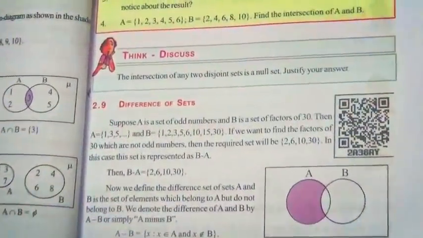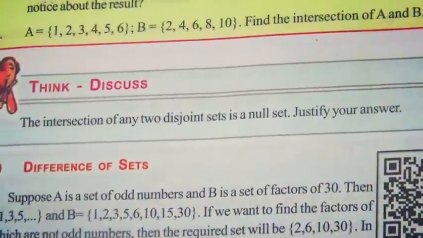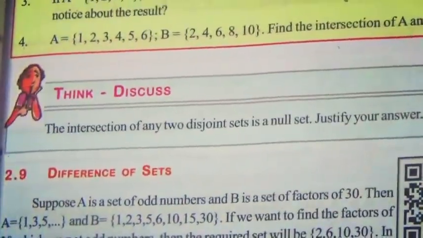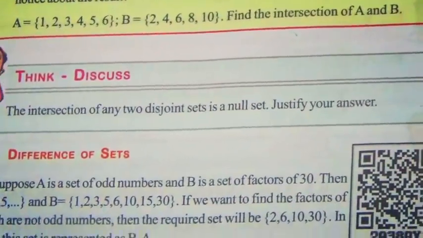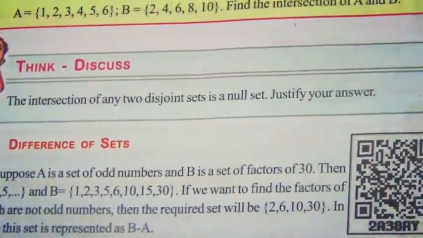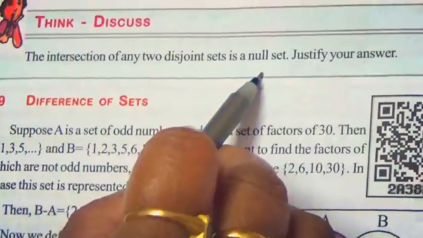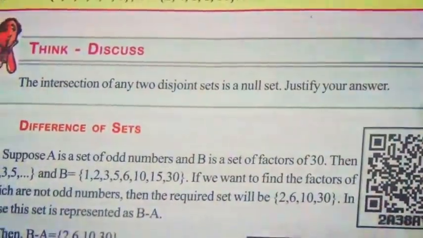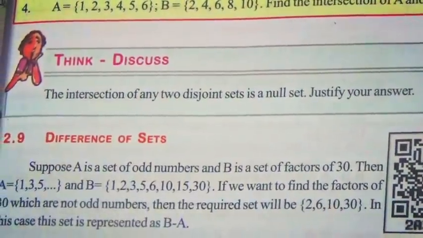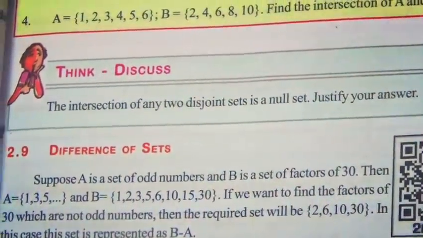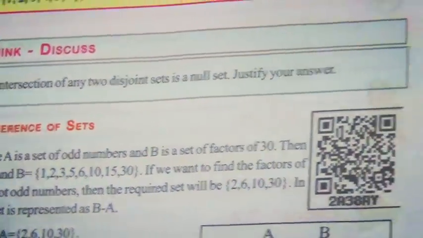Now the next one is think and discuss on page number 37. The intersection of any two disjoint sets is a null set. You have to choose two disjoint sets of your own. Let us take two disjoint sets, so here is the think and discuss solution.